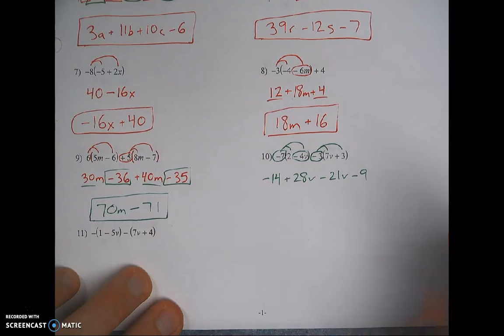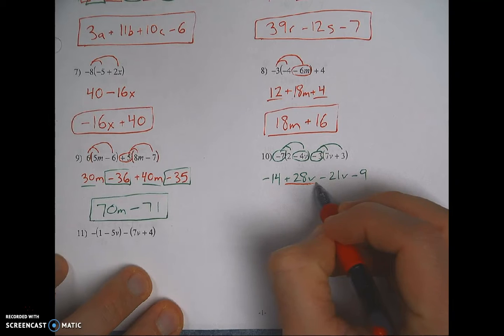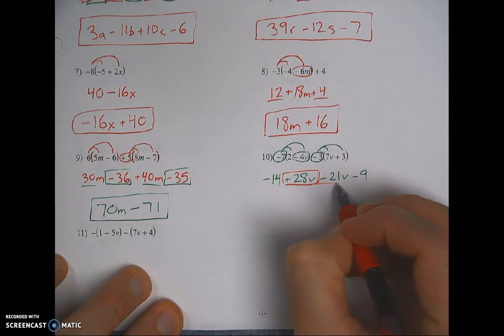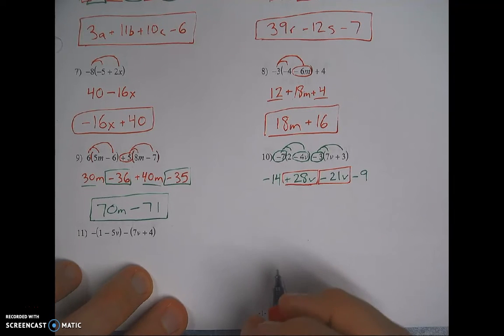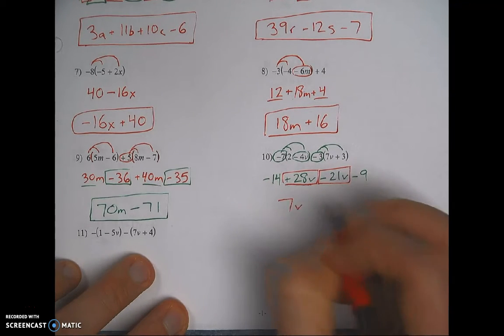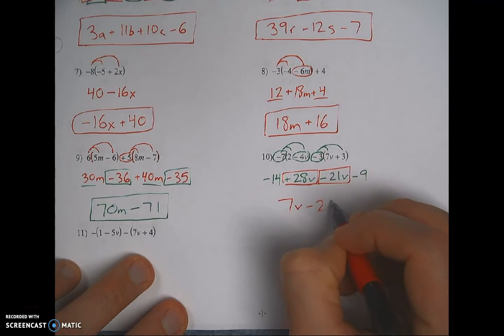All right, here we go. Combining like terms. Positive 28, negative 21. So that's going to get me a positive 7v. And a negative 14 and a negative 9 is a negative 23.